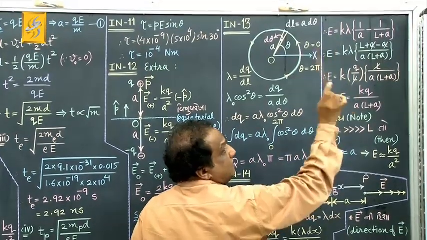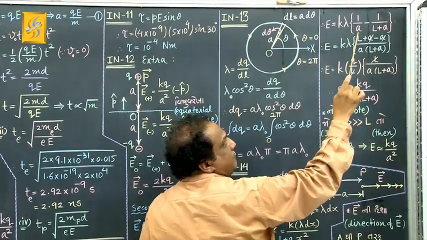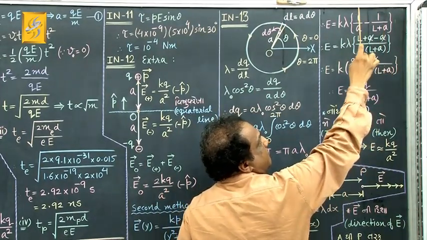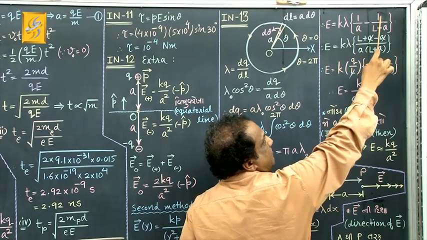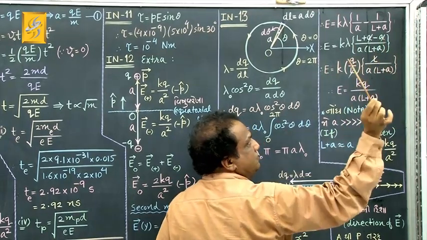Okay, fine. Now simplify. K lambda as it is, take the LCM here. LCM will be a into L plus a. This L plus a will be multiplied here. This a will be multiplied here. Come on. Plus a minus a will cancel.